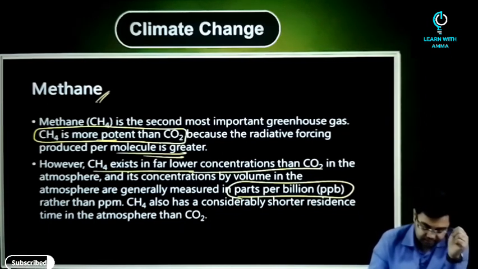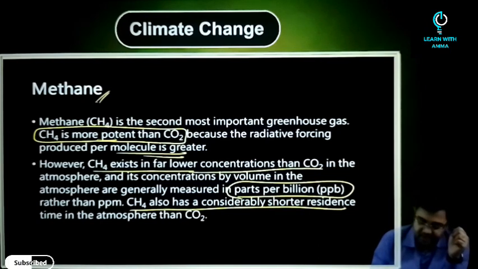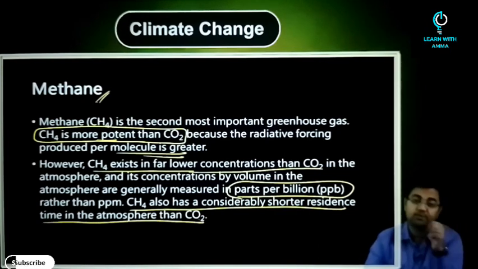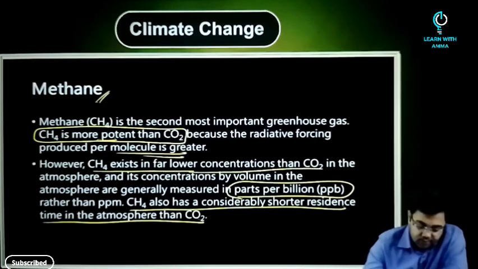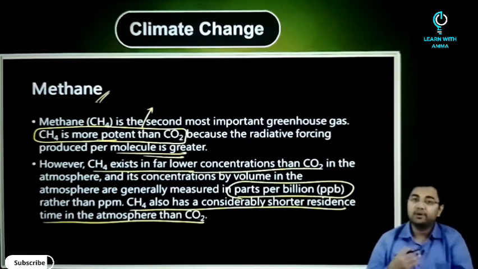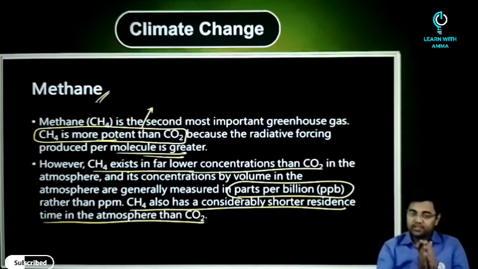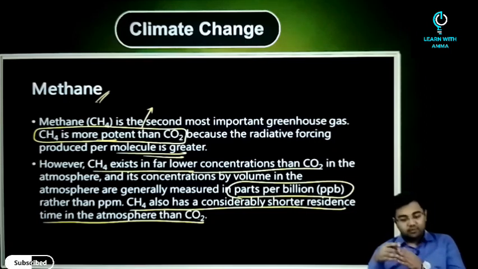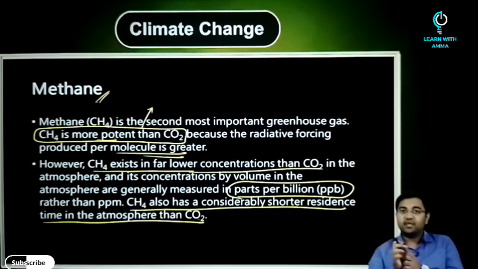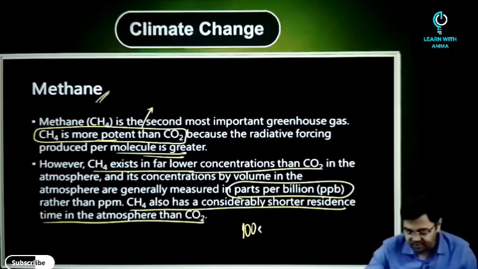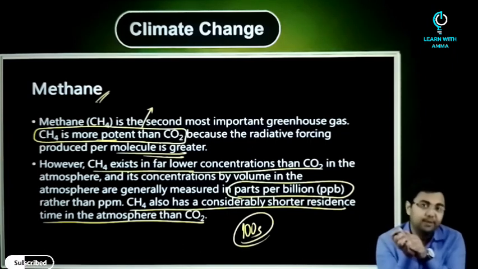And secondly, it also has a considerably shorter residence time in the atmosphere than carbon dioxide. So although it is more potent than carbon dioxide, the fact is also that the concentration is much lower as compared to carbon dioxide, and its residence time in the atmosphere is very less. For example, the residence time for methane is roughly 10 years as compared to carbon dioxide, for which it could be hundreds of years. So this is the difference between methane and carbon dioxide.